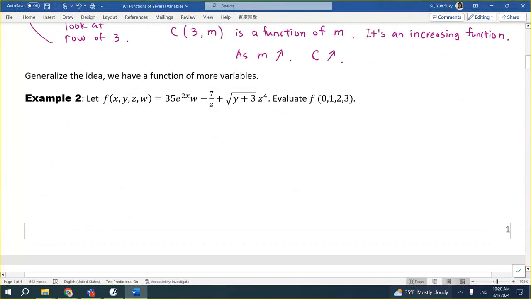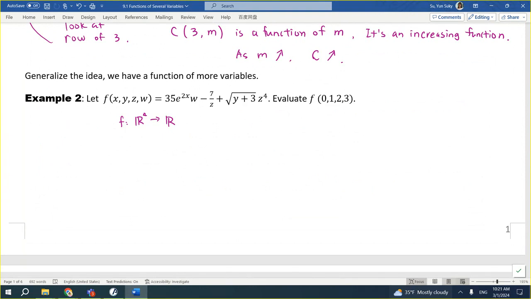Okay, so let's generalize the idea. We can have functions of more variables. So in this picture, you see the input we have x, y, z, w, and the output is one variable. So this f is actually from R4 to R. We're not able to draw them in space, because in space it's R2 to R. But R4 to R, you need 5 dimensions to draw that. So we're not able to draw it.